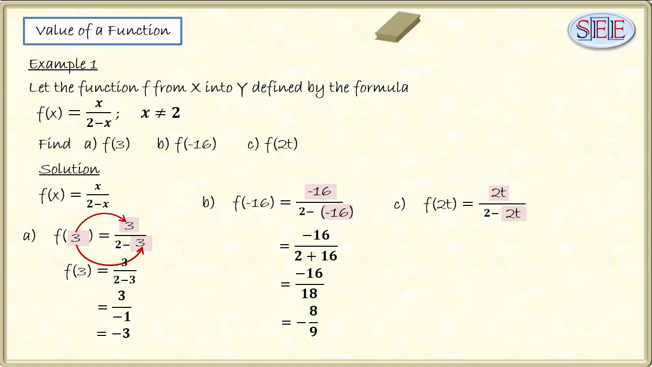There the denominator, I can see that 2 is common. I can factor 2 common outside the bracket, so I'm going to have 2t all over 2 bracket 1 minus t. So after cancelling 2 by that 2, we'll now have t all over 1 minus t. So this expression is the value of the function at x equals to 2t.